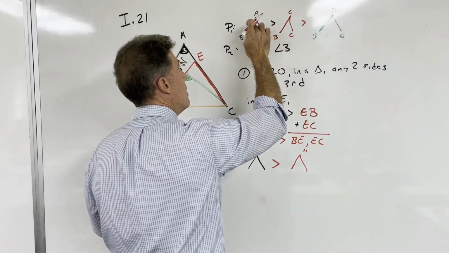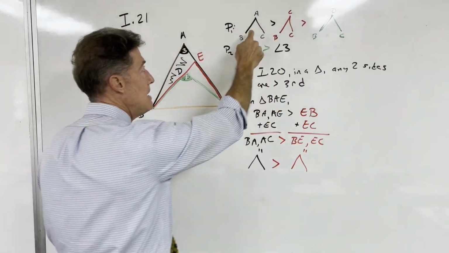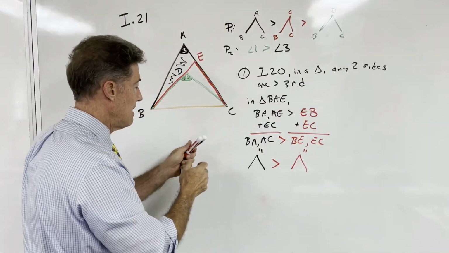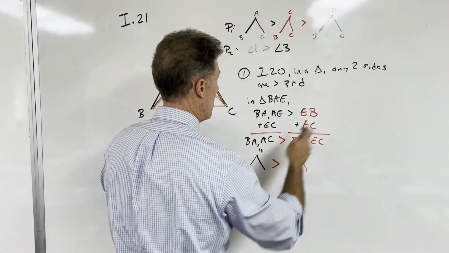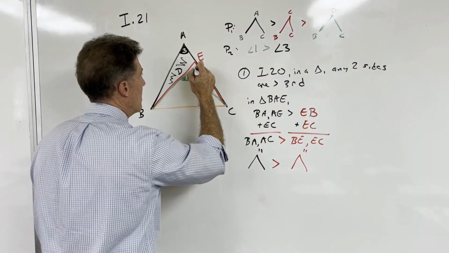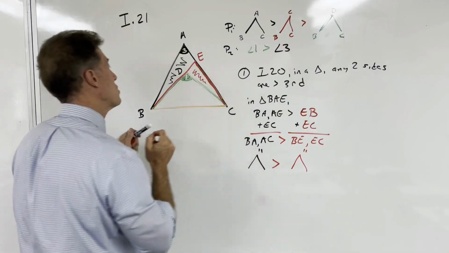We have that the black legs are greater than the red legs. The black TP is greater than the red TP. Now we just need to do the same thing again with a different triangle. In this case, we're going to use this triangle. I'll put it in red, perhaps. I don't know if that helps. We're going to use this triangle.